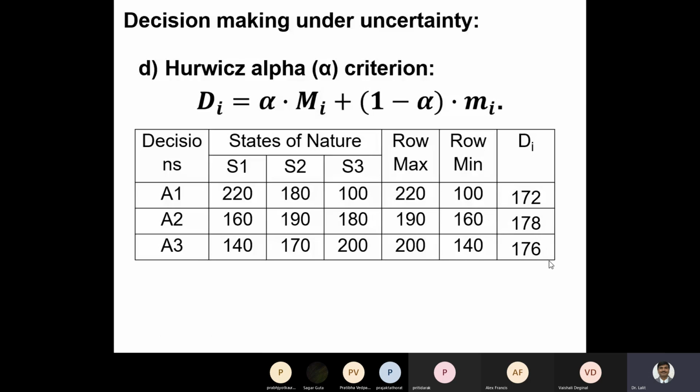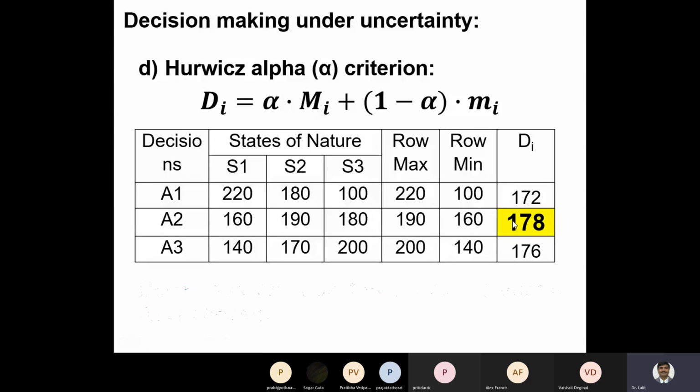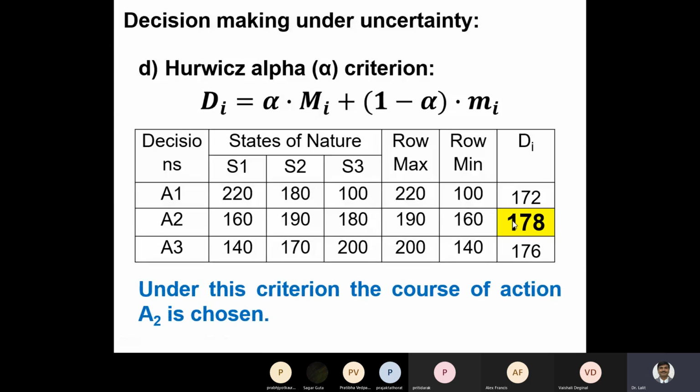Okay. So under the Hurwitz alpha criteria, the maximum Di value is 178. That is for action A2. So under this criteria, action A2 is chosen. Right? Is the concept clear?